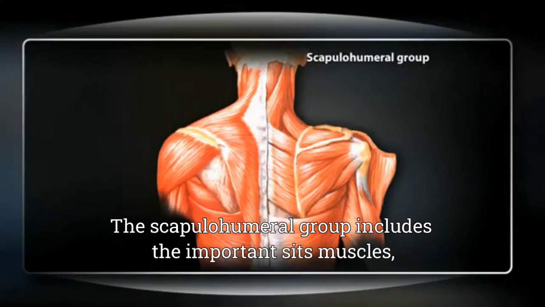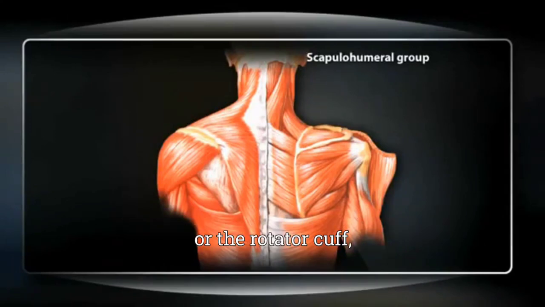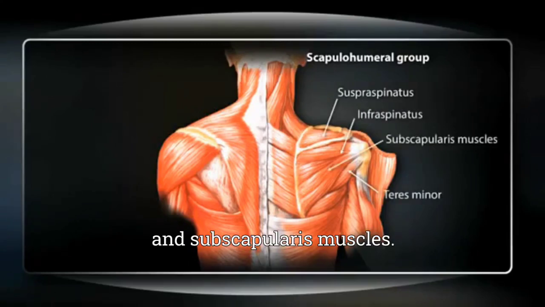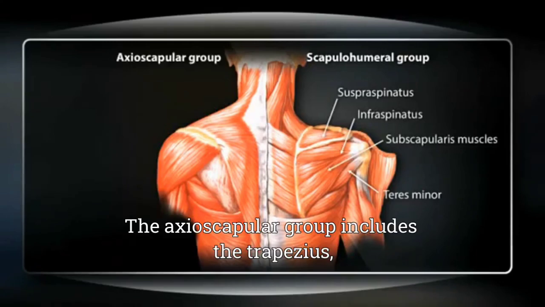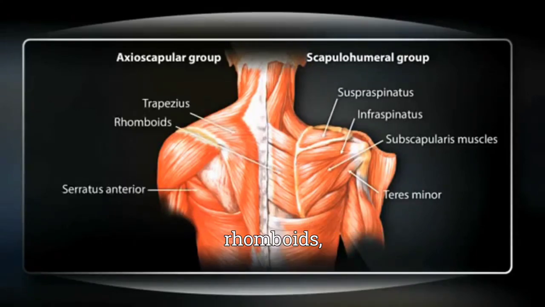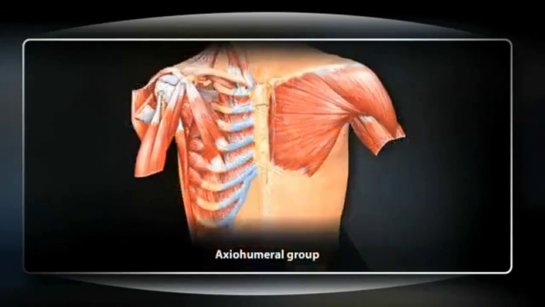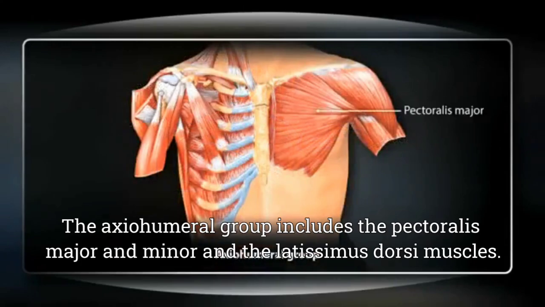The scapulohumeral group includes the important SITS muscles, or the rotator cuff: supraspinatus, infraspinatus, teres minor, and subscapularis muscles. The axioscapular group includes the trapezius, rhomboids, serratus anterior, and levator scapulae muscles. The axiohumeral group includes the pectoralis major and minor and the latissimus dorsi muscles.